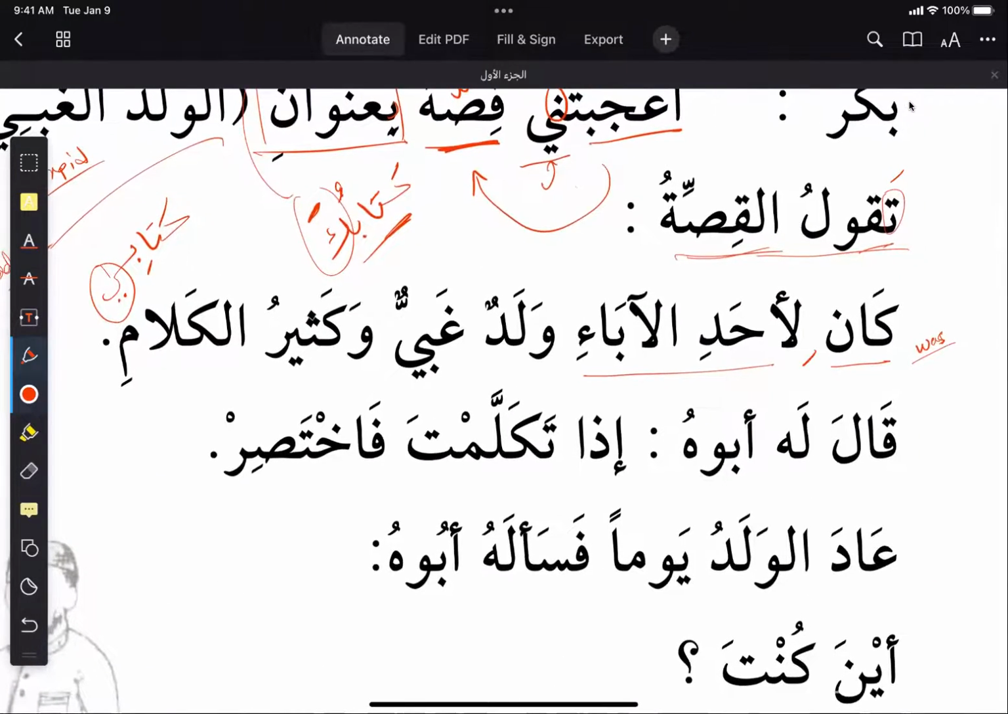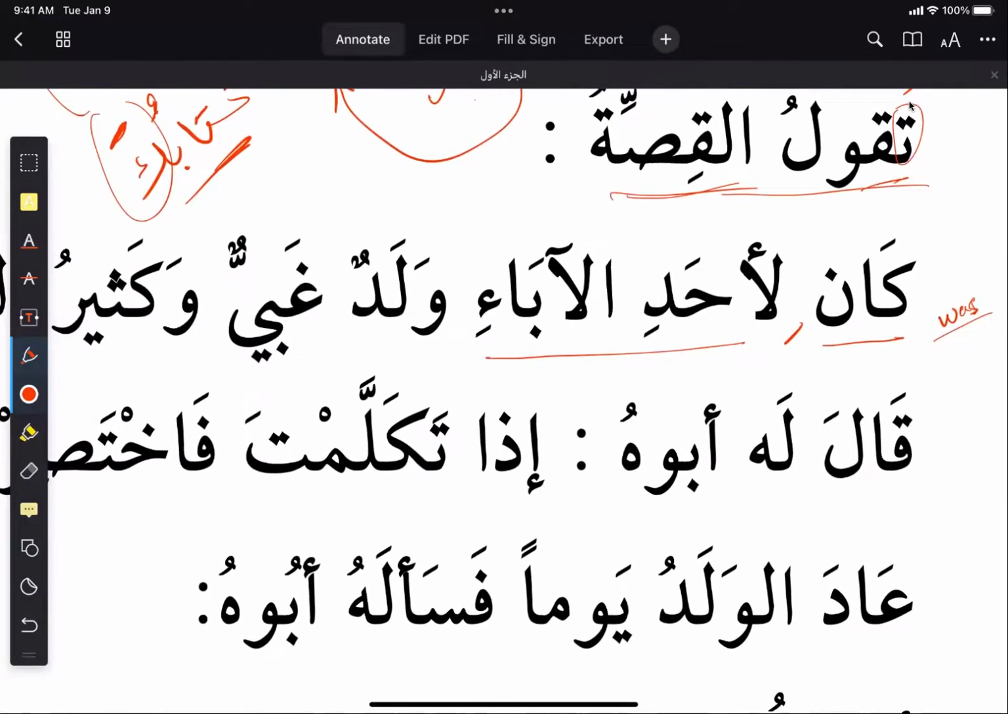Li, we know what li. Okay. Li ahadi abai. If we go just word for word, and then maybe we can improve the translation later. Li is what? Li is for, right? For ahad, yes, that would be a better translation. But if you go word for word, you will see what happens. One of, because this is idafa construction, as you can see, one of the fathers.